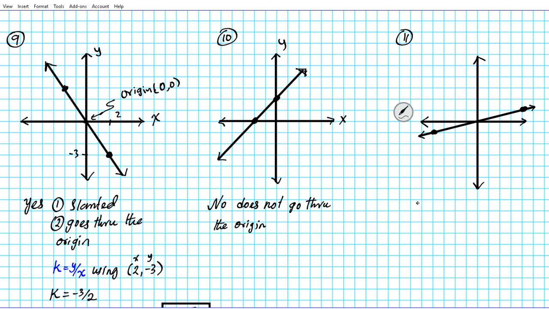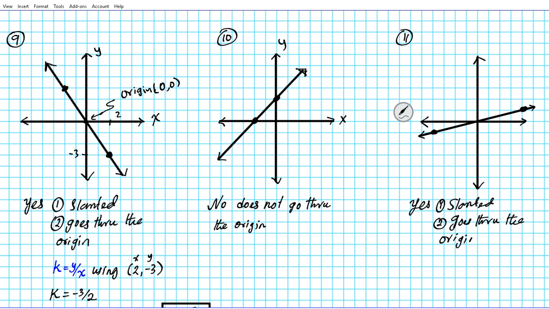Number 11, what do you think about number 11? Yes, it is a direct variation. Why? Number 1, it's slanted, as you can see, and 2, it goes through the origin, 0, 0. Alright, so this is a direct variation.